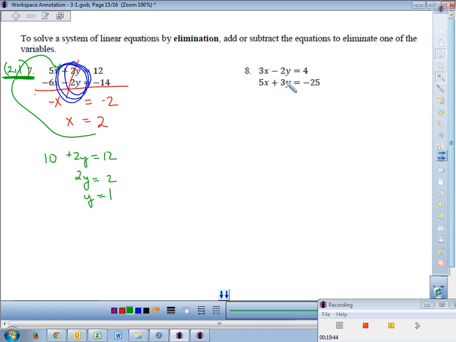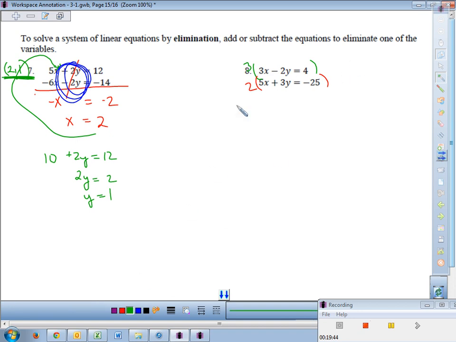I'm going to find the least common multiple between a 2 and a 3, which is a 6, and try to turn one of these guys into a positive 6 and one of these guys into a negative 6. They're already set up with opposite signs, so I can say if I multiply this times 3, that would turn out to be a negative 6. And if I multiply this guy times 2, that would make this guy turn out to be a positive 6y.